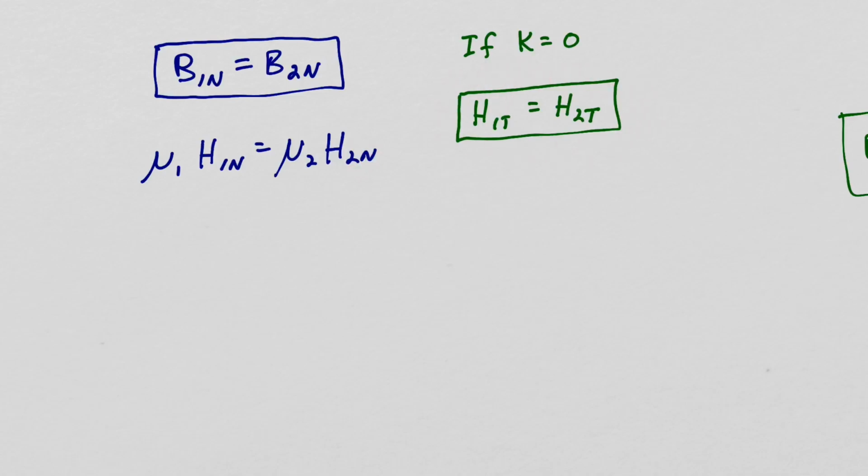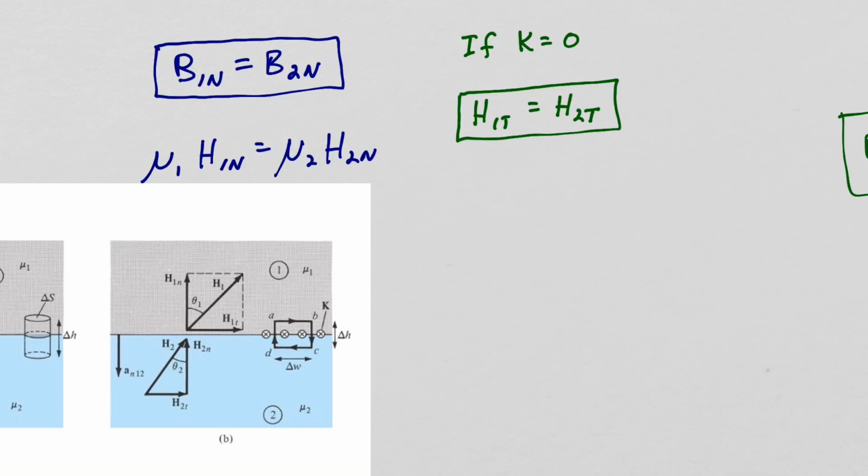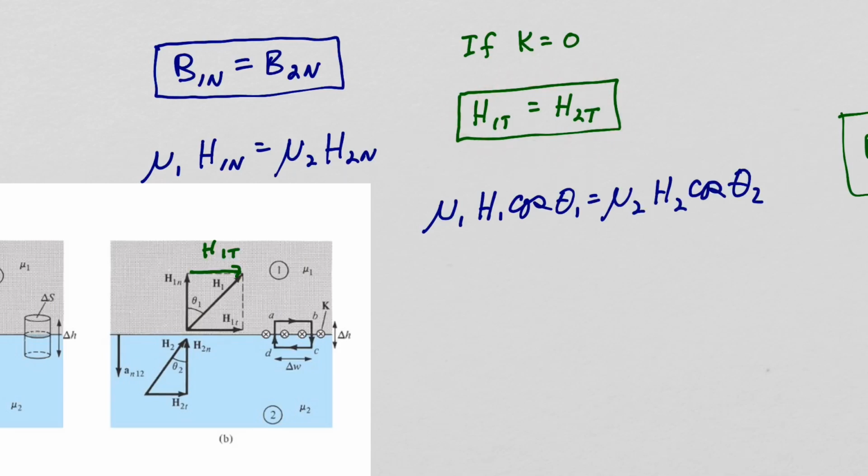Looking at this figure, we can rewrite H sub 1 normal as H1 times the cosine of theta sub 1. And for H2 normal here, we can rewrite that as H2 times the cosine of theta 2. In this equation, we can rewrite H sub 1 tangential as H sub 1 times the sine of theta sub 1. We can rewrite H sub 2 tangential as H sub 2 times the sine of theta sub 2.